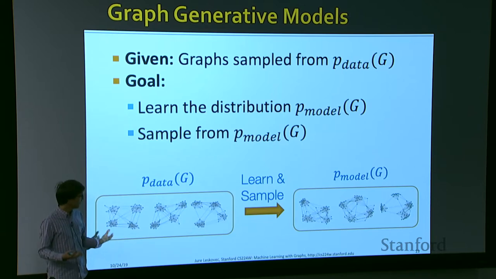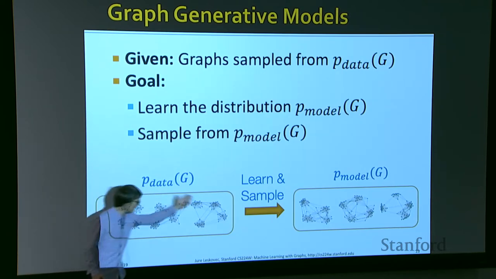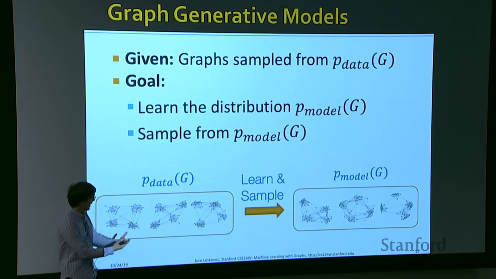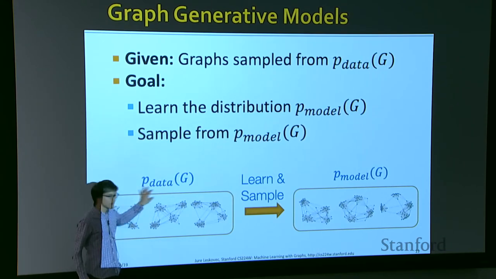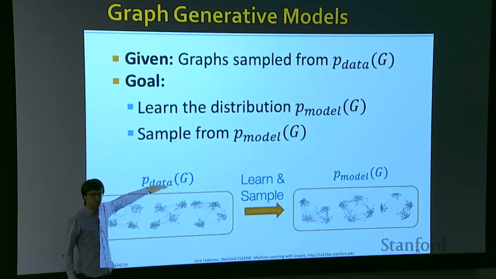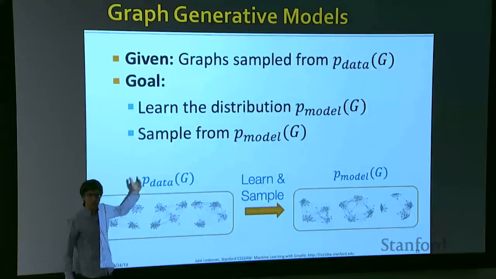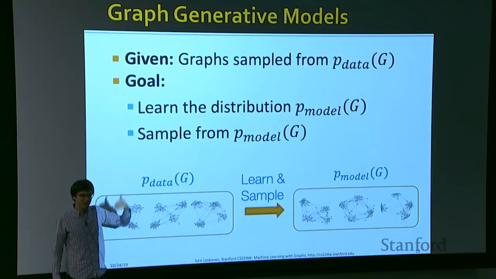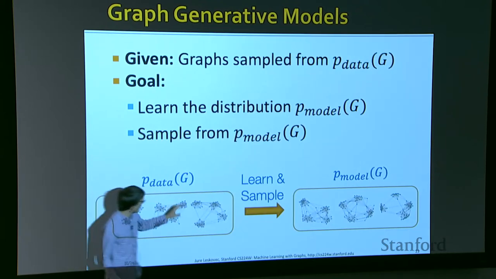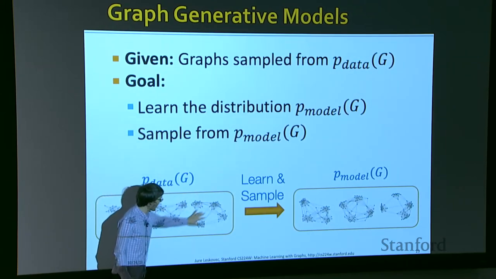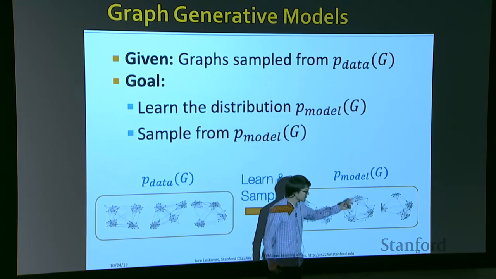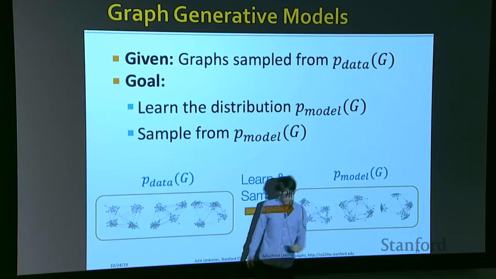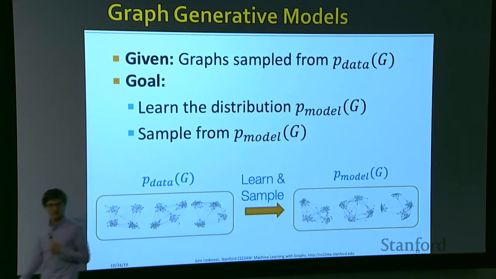So to recap, I'm given a set of graphs. I would like to learn, right? I assume that these graphs are coming from some generative process, from some data distribution. Nature is a good generative process, right? And I would like to learn a model that captures this distribution, but not only capture it, but also allow us to generate new samples, new instances from that distribution.